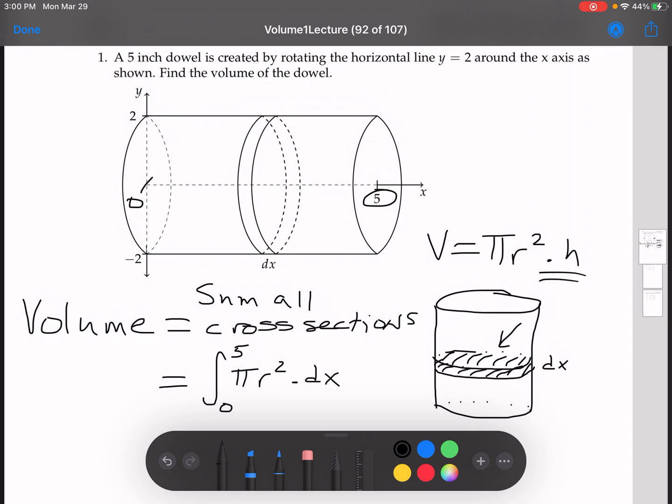Well, here we know what r is, because our r is exactly that distance there. That's 2, the line y equals 2. So we have pi times 2 squared, dx. This is the area of this top part here, and this dx is just our little width.